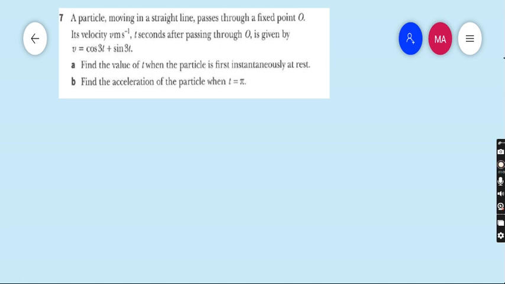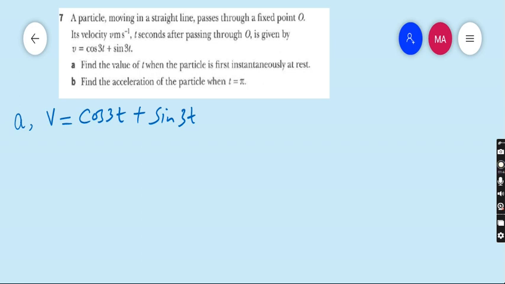Let's start question number 7 part A. A particle moving in a straight line passes through a fixed point O. Its velocity v meters per second, t seconds after passing through O, is given by v = cos 3t + sin 3t. Find the value of t when the particle is first instantaneously at rest.